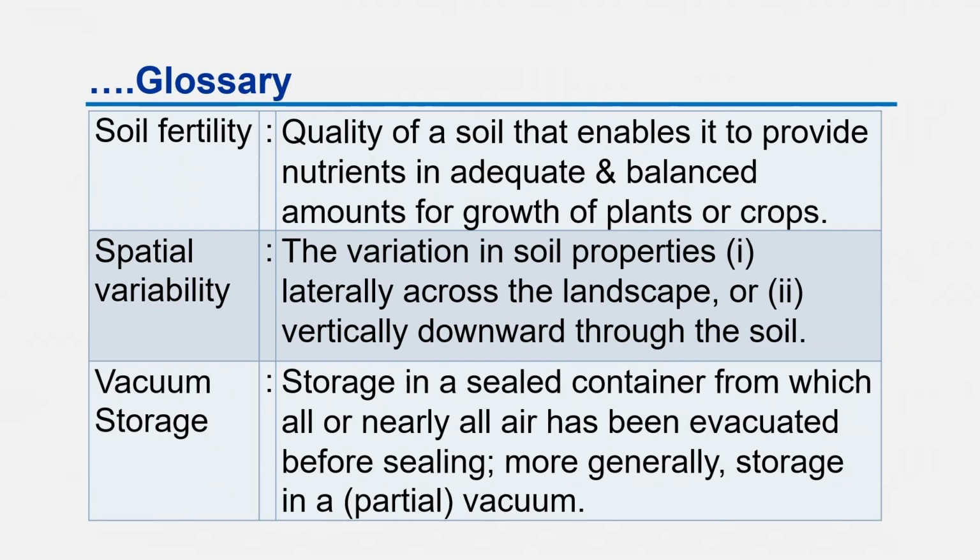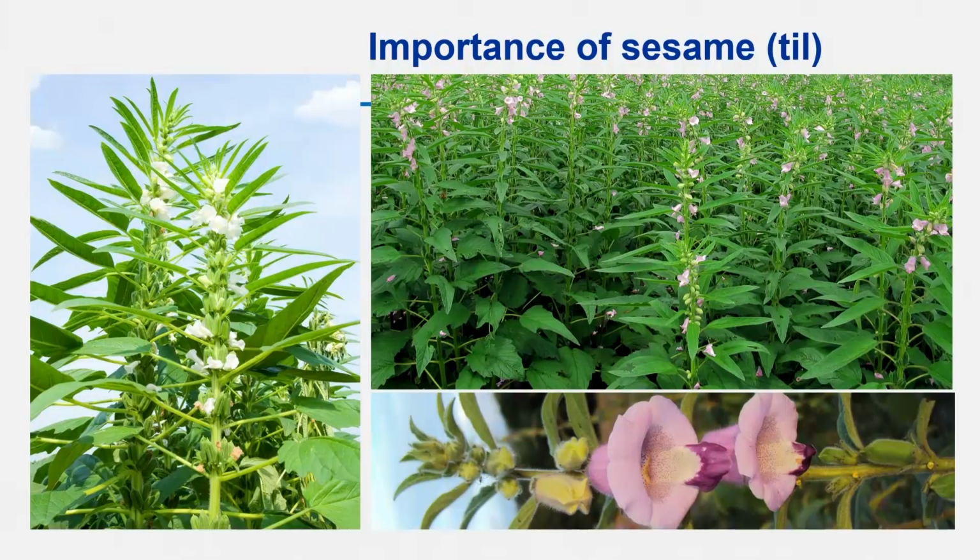Soil fertility: quality of a soil that enables it to provide nutrients in adequate and balanced amount for growth of plants or crops. Spatial variability: spatial variability relates to space. The variation in soil properties laterally across the landscape or vertically downward through the soil, means with the space what kind of changes happen in soil. Vacuum storage: storage in a sealed container from which all or nearly all air has been evacuated before sealing. More generally, storage in a partial vacuum.